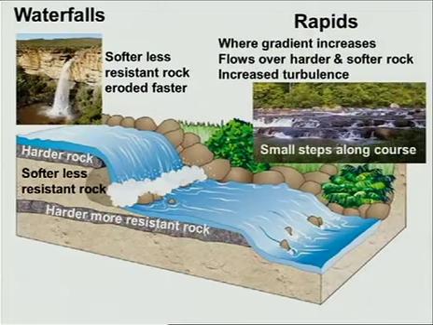Some people call a rapid a small waterfall. And if you look at this photo here, perhaps they're not very wrong when it comes to that. So exactly the same happens at your rapids: the water flows over harder and softer rock. And what kind of flow is that? Of course, your turbulent flow that we've got here.